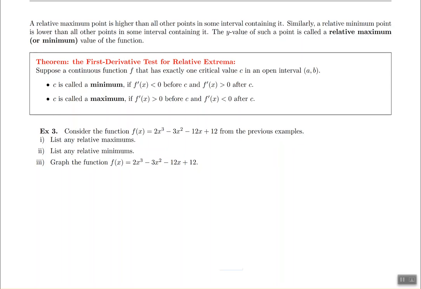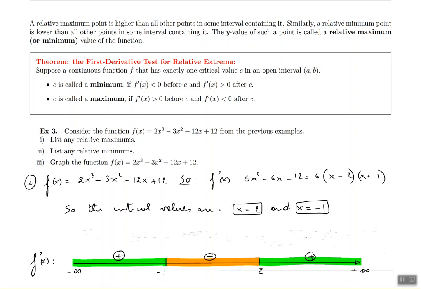So let's take a look at this. Example 3 says, here's the function. Again, it's the same function from the previous examples, and it wants the maximum and the minimum. So what I want to do first is write down the function, then the derivative, then find the critical numbers, then do the horizontal line with the pluses and minuses on it. We did that on the last example, so all I have to do really is just copy it over. So this is what it looks like so far.